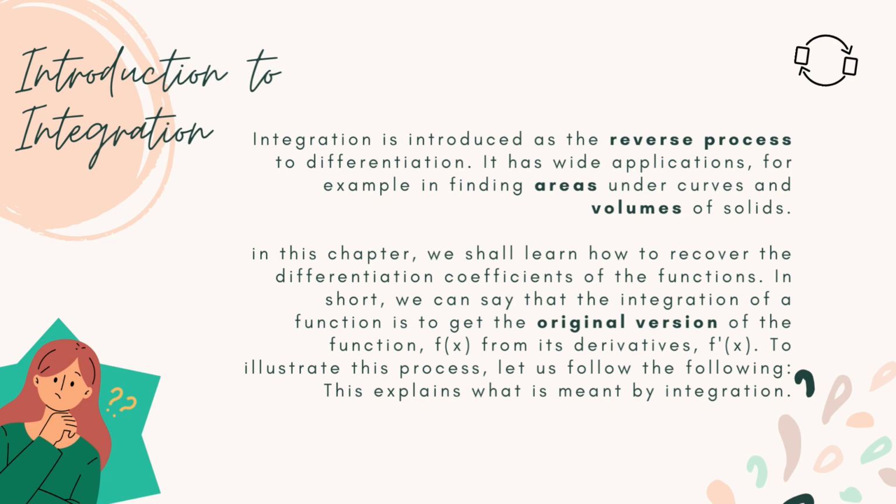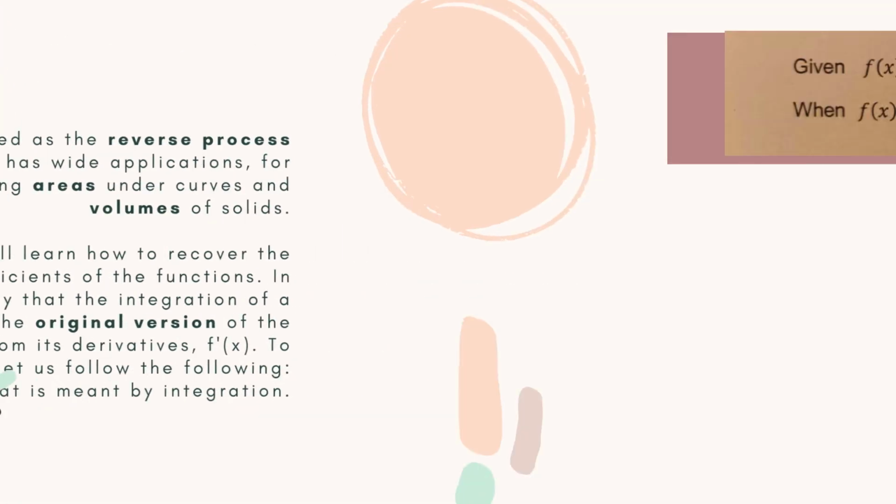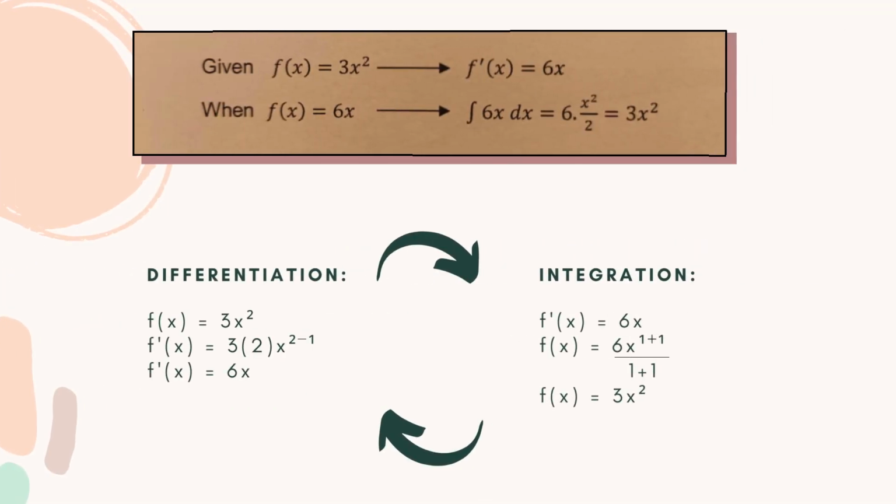Let us follow this example. What is meant by integration? From the picture above, given that f(x) equals 3x squared. In differentiation, we are differentiating 3x squared. We then get f'(x) equal to 3 times 2 x to the power of 2 minus 1, and we will get f'(x) equal to 6x.